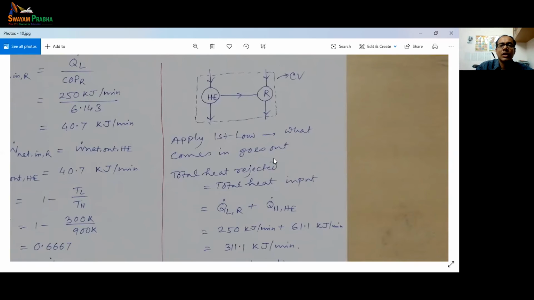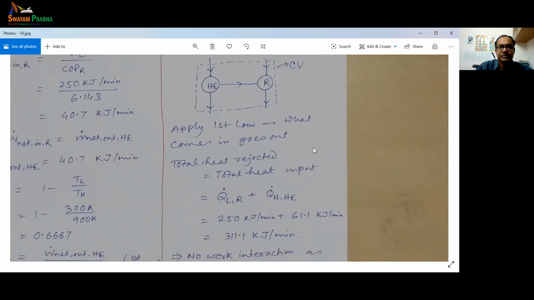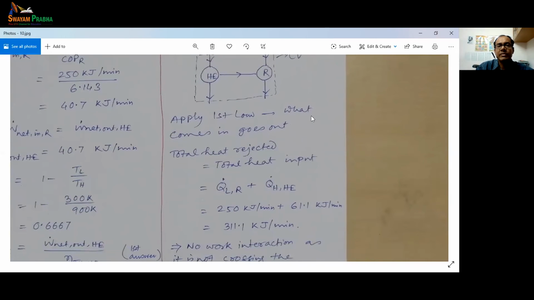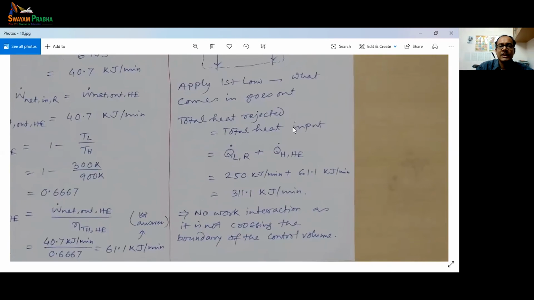And both these two outlets will contribute to the environmental heat rejection. So if we apply the first law, what comes in has to go out. The total heat rejected is nothing but the total heat input.